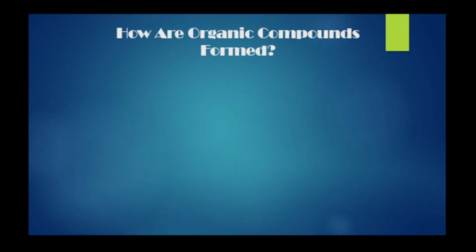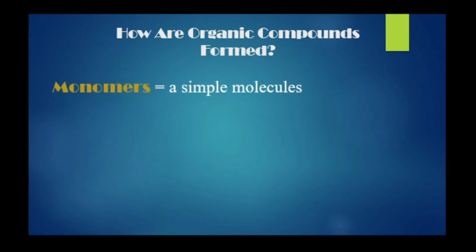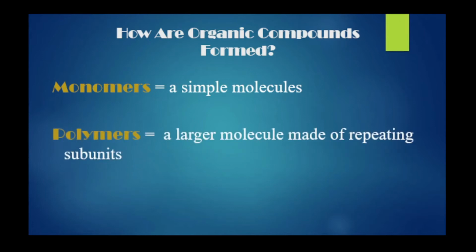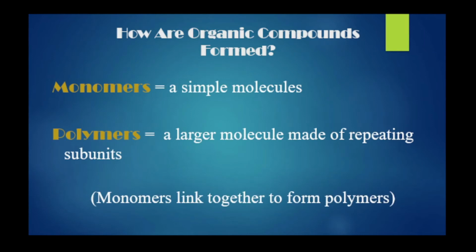As I asked a question a while ago, how are these organic compounds formed? Let's start with monomers. These are the simple molecules. Dito nagsimula yung pagkabuo ng what we call the macromolecules. Eventually, as they tie up together, they are called polymers. Polymers are larger molecules made of repeating subunits. These subunits are what we call the monomers. Monomers link together to form polymers.